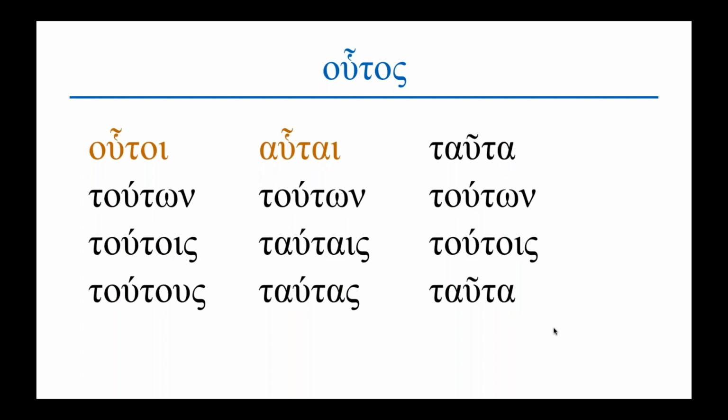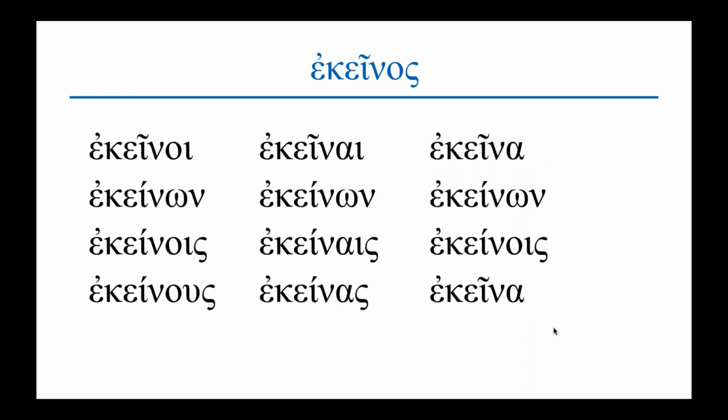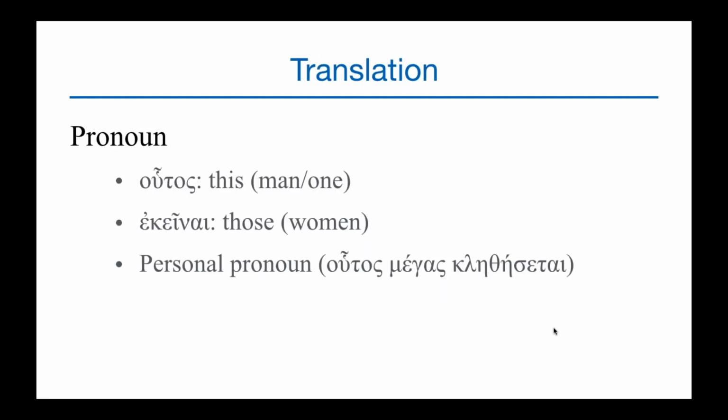The rest of it basically follows the normal paradigm. When we get to the plural, sort of the same thing. You have no tau. The rest of it follows the paradigm as we would normally see. Ekeinos, same thing. No nu in the neuter. Everything else completely regular. So not terribly complicated, just some new words.